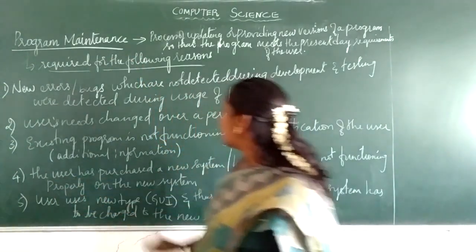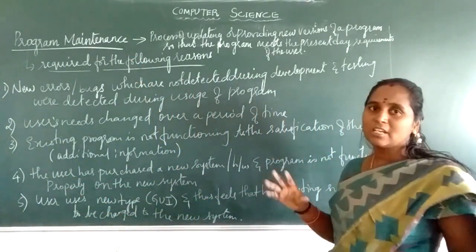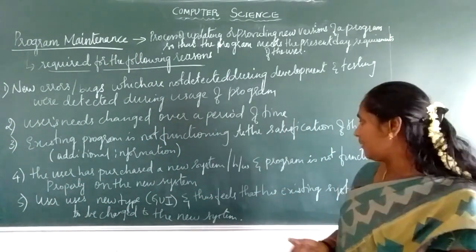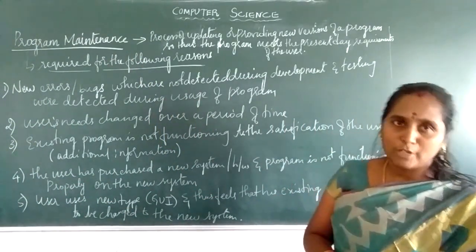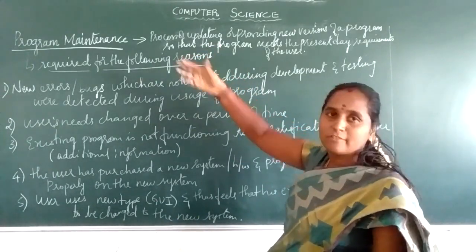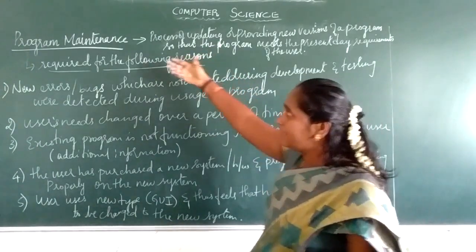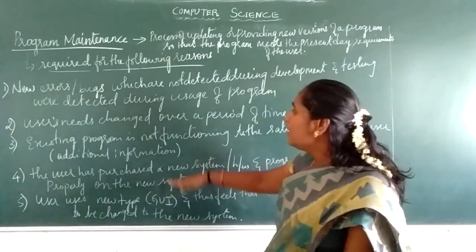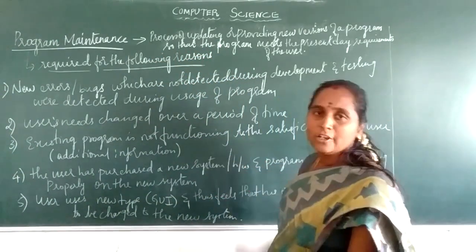Next, the user has purchased a new system. Suppose I have purchased new computer hardware and my program is not working properly on that particular new system. So with the help of documentation and maintenance, you are going to see how the program can run on a new system.